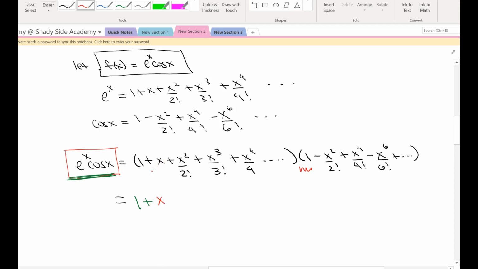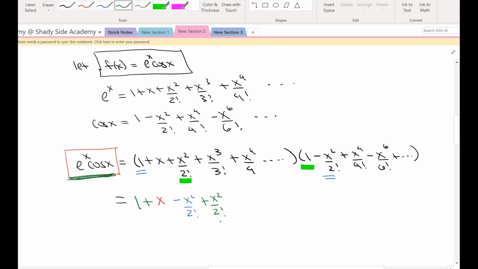Okay, let's look at the degree 2 term. Now this gets a little bit more interesting. Well, let's see. I can get a degree 2 term by looking at positive 1 times this term, negative x squared over 2 factorial. Write that down, negative x squared over 2 factorial. I could also get a degree 2 term by doing positive 1 in this polynomial times this term, right? So I'm going to do that here, plus x squared over 2 factorial.